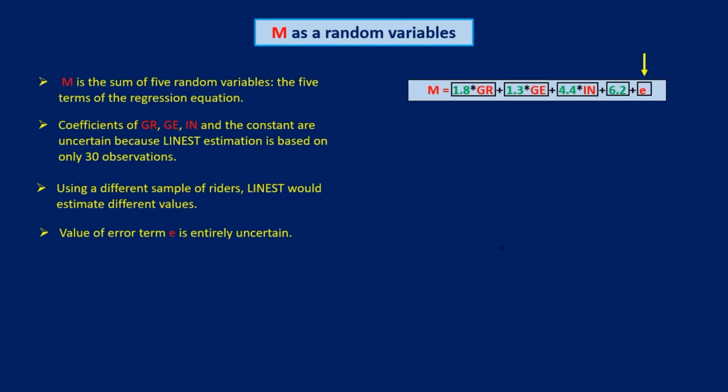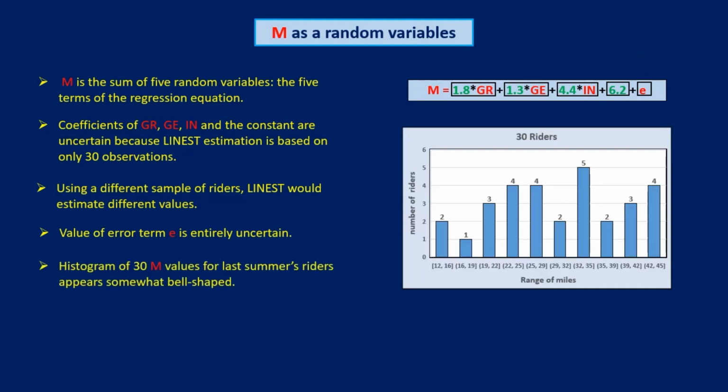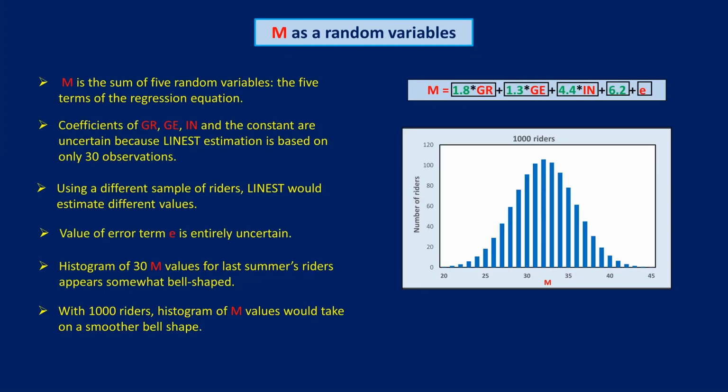So now that we see that M is the sum of 5 random variables, we should not be surprised to see that the histogram of last summer's results is somewhat bell-shaped. And if there had been 1,000 riders rather than 30, the histogram would be even more bell-shaped. In our next class, we'll use the normal distribution to predict the probability that Gina, who trains with the Apples, will cover at least 35 miles in next summer's rally. The key to this is to understand that a frequency distribution can also be thought of as a probability distribution. I'll see you next week.